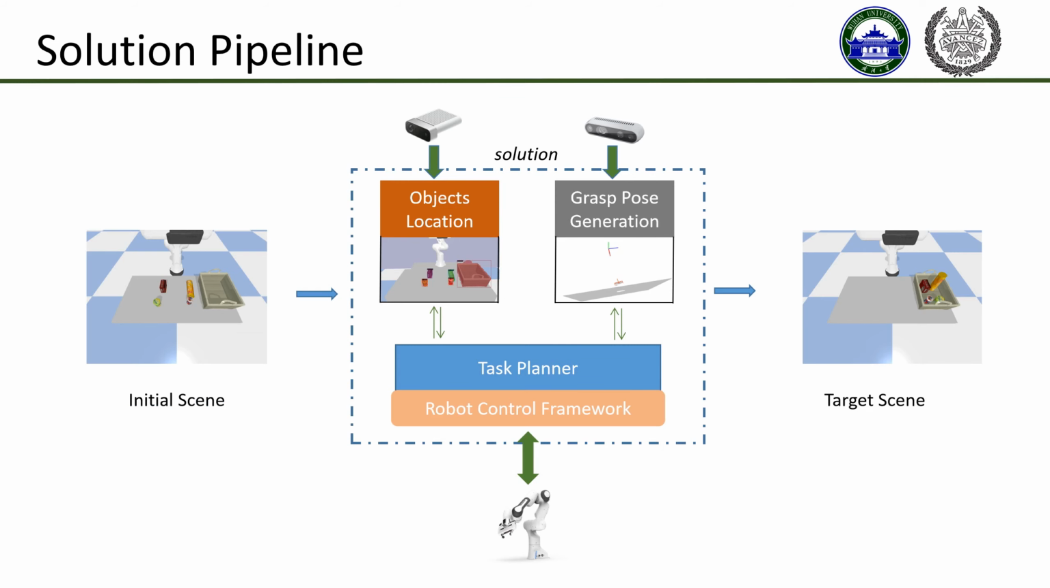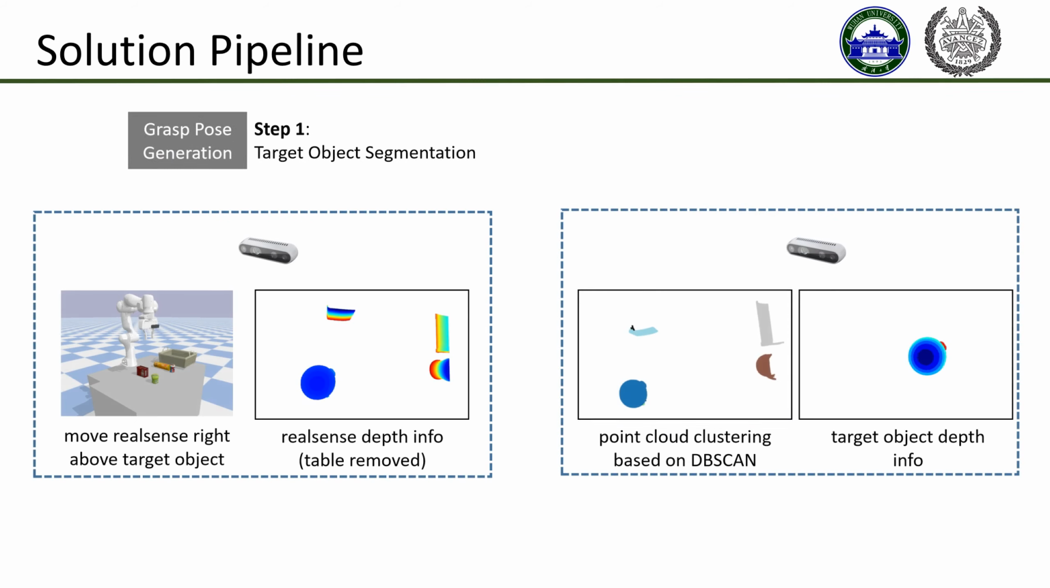Now let us focus on the grasp pose generation node. Based on position information provided by the object location node, we first move the RealSense camera right above our target object. There will certainly be other objects captured by RealSense, so we use the DBSCAN algorithm, a density-based point cloud clustering method, to segment our target object. After we cluster every point based on density, we assume the point cluster closest to the center of the field of view is our target object.